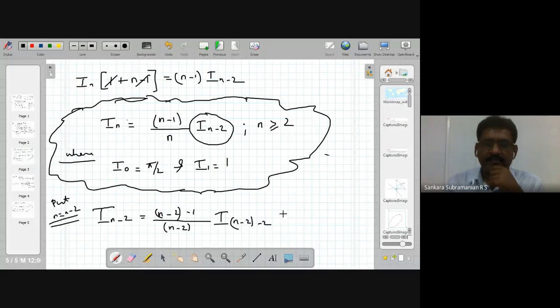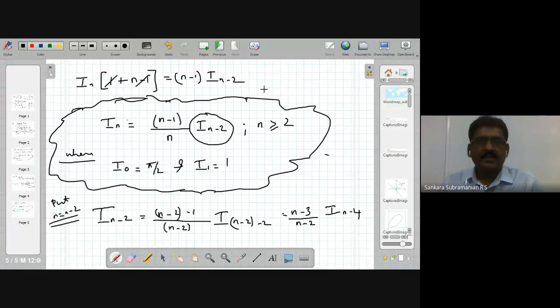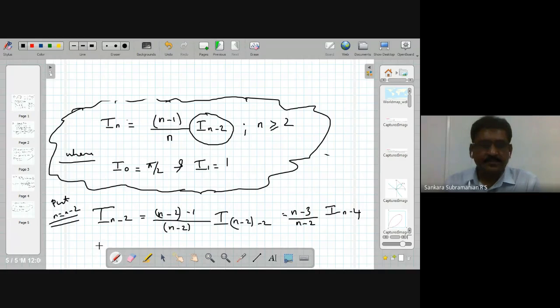You get this is equal to n minus 3 by n minus 2, and it will become I n minus 4. Then I can ask the same question. What is the I n minus 4 then? சொல்ல முடியுமா? By putting n equal to n minus 4, you get I n minus 4. What is I n minus 4? என்ன வரும்?